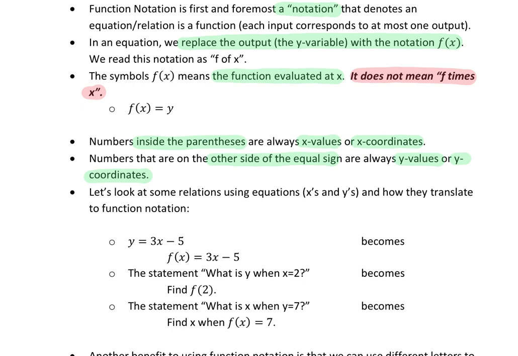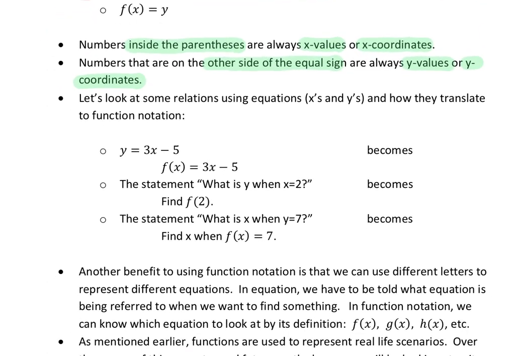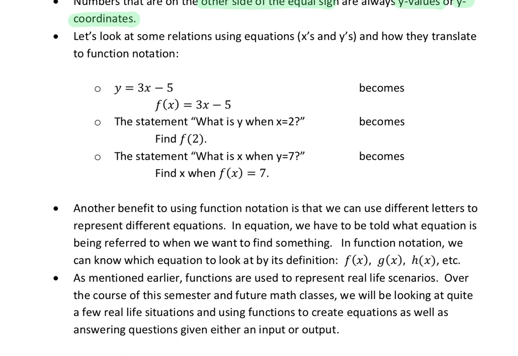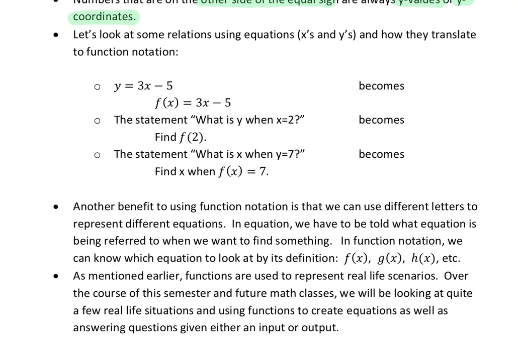All right, so let's look at just some equations and how they translate to function notation. So for instance, if we look at this first one, we have y equals 3x minus 5. It's just a regular old linear equation. And all we do is we replace the y with f of x. And now this is the same equation written in function notation.